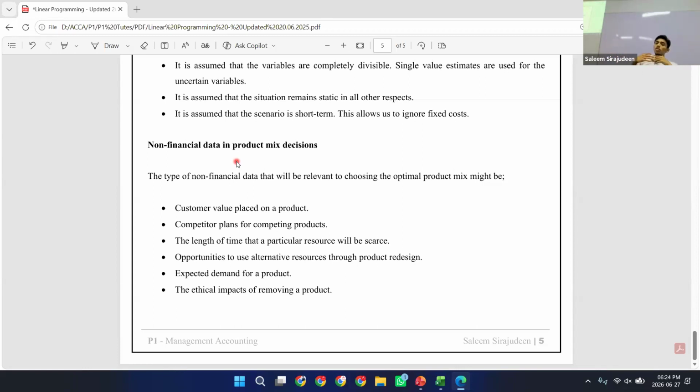The next one, opportunities to use alternative resources. You will be able to use the alternative resource if one particular resource is limited. Yes or no? Yes. The next one, expected demand for a product and the ethical impacts of removing the product. So these are the non-financial things you have to consider. Got it? So with that, we are done with linear programming as well. Put a tick.